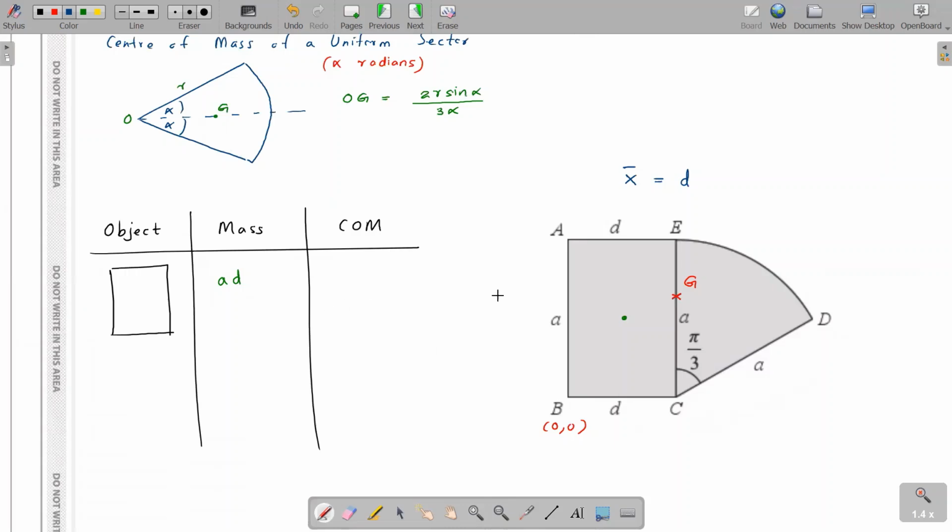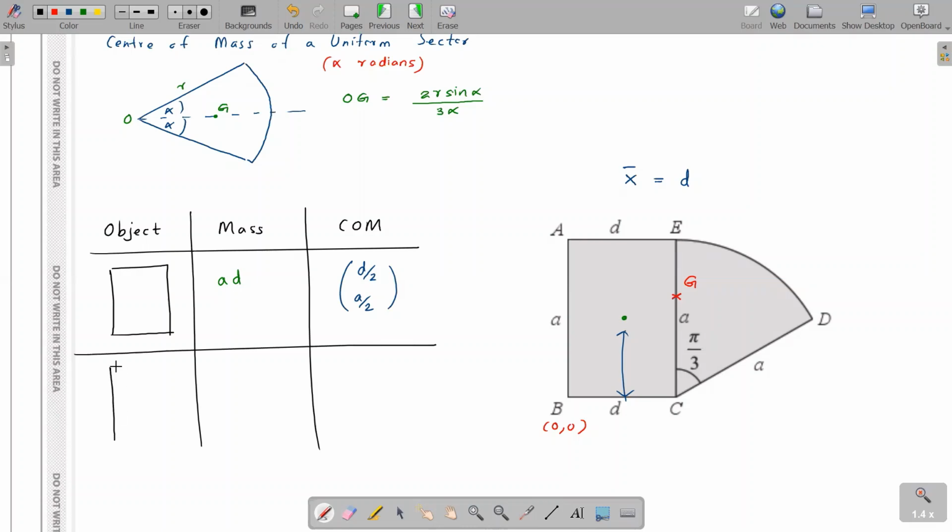The x coordinate is what? The center of mass of the rectangle, the x coordinate is how much? Horizontal distance is exactly D over 2, right? We take half the distance. You could even fill in the y coordinate here to make things easier later onwards. The y coordinate would be A over 2. So the x coordinate is D over 2, y coordinate is A over 2. Anyway, we will be using the x coordinate to do this sum. Then the next one I will be working with is the sector.